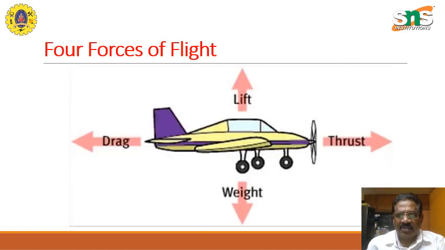Let's get started. The four forces which come on a flight are thrust, which moves forward, the drag, which stops or retards the vehicle from moving, and we have the weight of the plane, and the lift is created by the pressure difference between the top and the bottom of the aircraft. Let's go deeper.